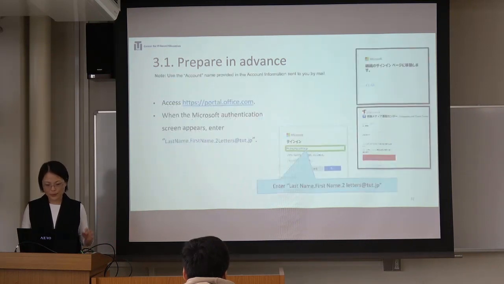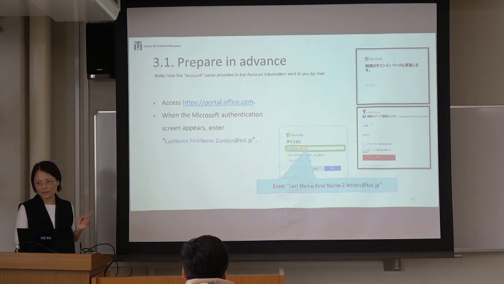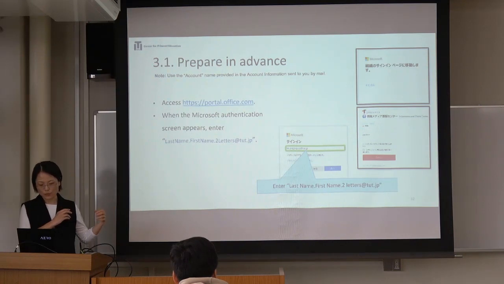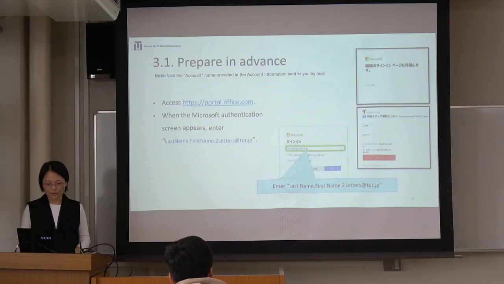Okay? So prepare your account, and then you go to portal.office.com. That's the website you need to remember. So it will pop up with this authentication process. Again, prepare your account, your TUT email address. That's again the last name dot first name dot 2 letters at tut.jp. Prepare this one, enter it into the Microsoft's username, and click next.